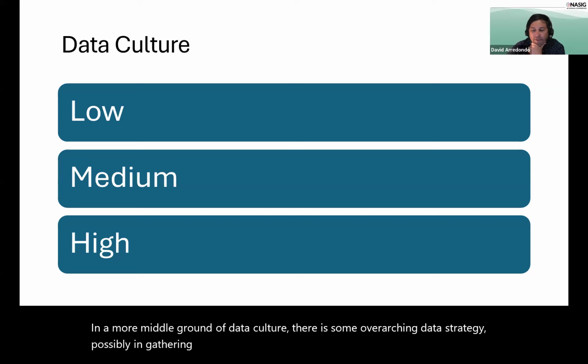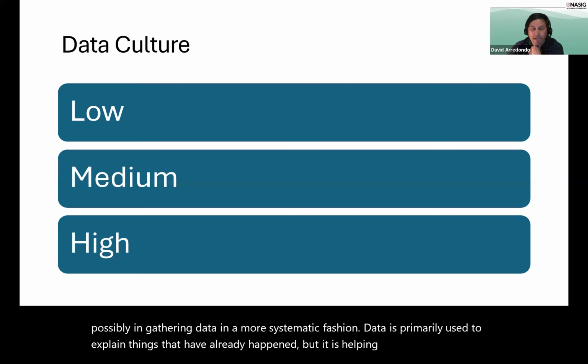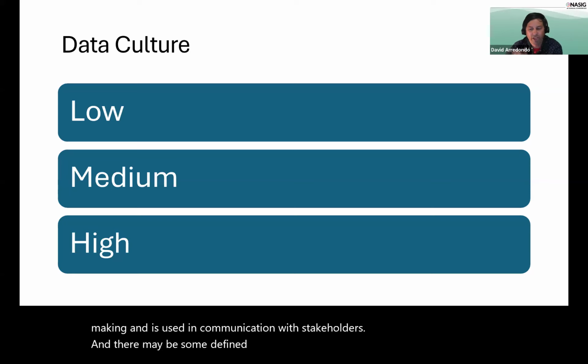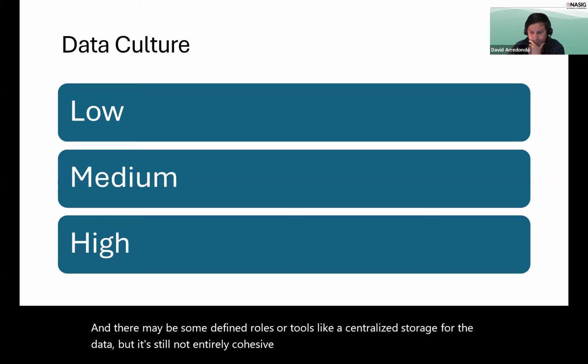In a more middle ground of data culture, there is some overarching data strategy, possibly in gathering data in a more systematic fashion. Data is primarily used to explain things that have already happened, but it is helping to inform decision making and is used in communication with stakeholders. And there may be some defined roles or tools like a centralized storage for the data, but it's still not entirely cohesive across the organization.